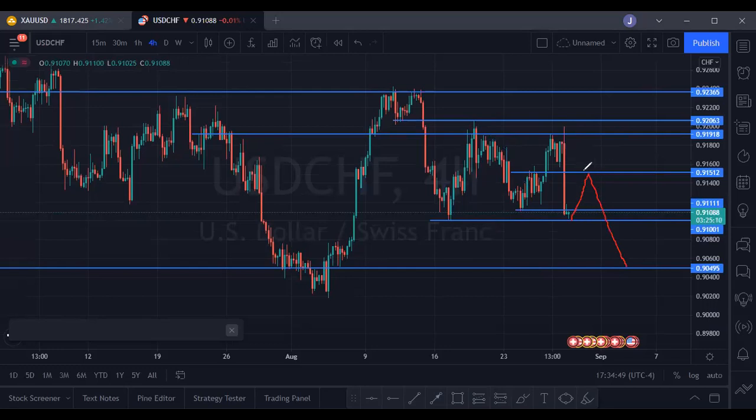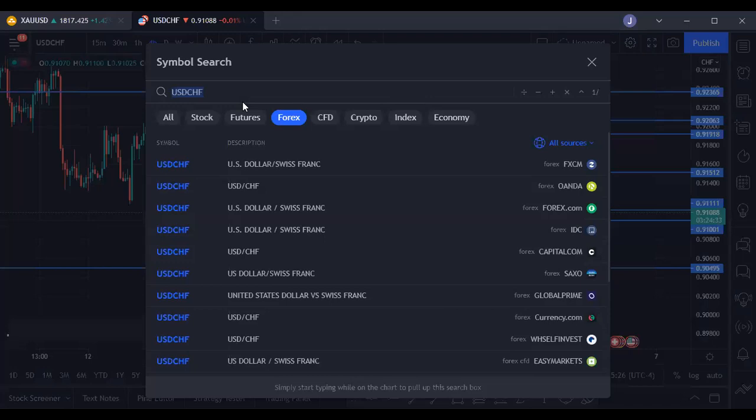All right. So my sell limit will be at 91,512. Sell limit 91,512 on USD CHF. Then my stop loss will be at 91,918. Then take profit will be at 90,495. Now, why I'm expecting all this is because I am bearish on USD.